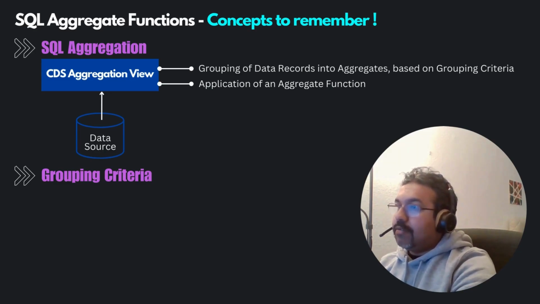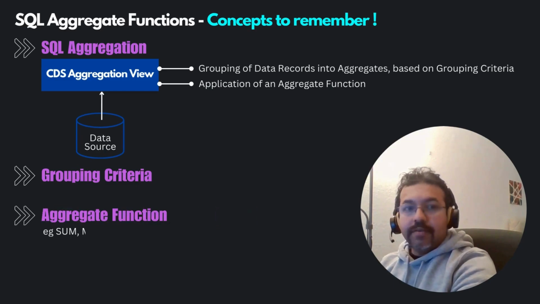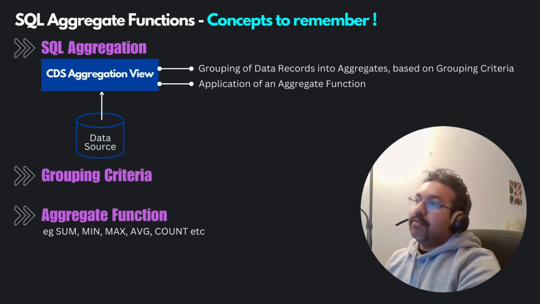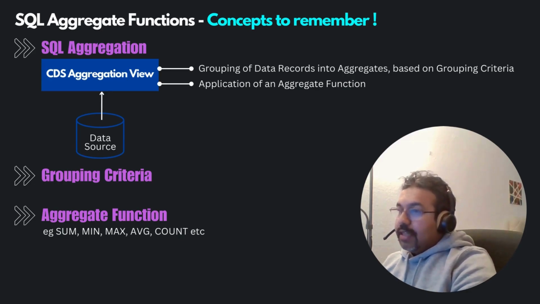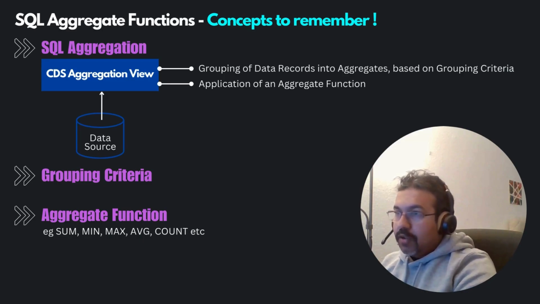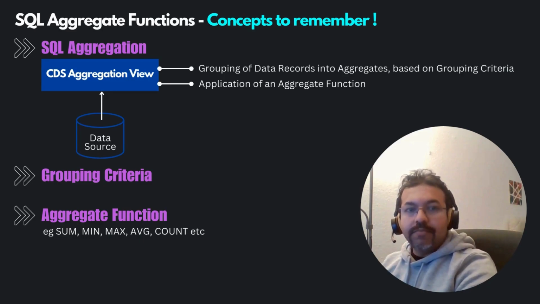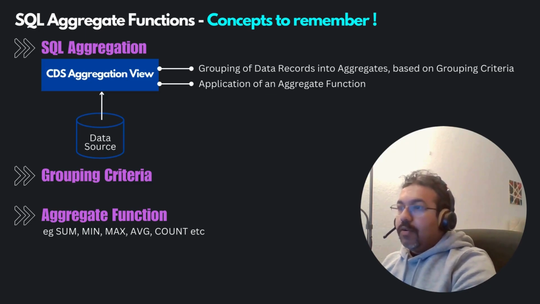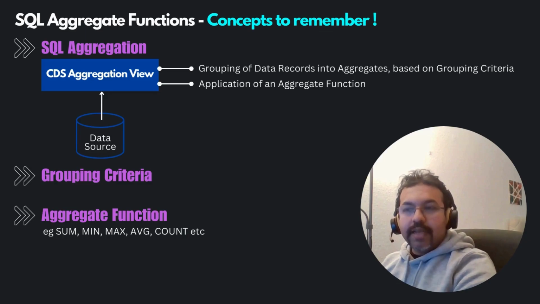The next important concept to know is the aggregate function. Now, in this example, once we had set up the aggregates, we had used the sum aggregate function on the ordered quantity column, right? So we had calculated the sum of all the ordered quantities across purchase order items. There are other aggregate functions that can be used, and we will see them as we go along in this video.